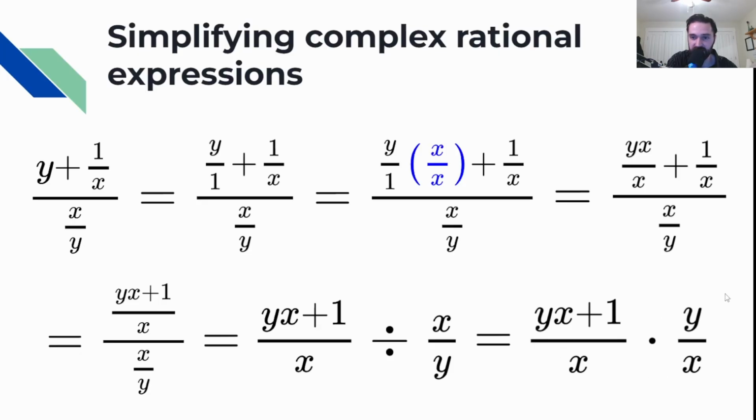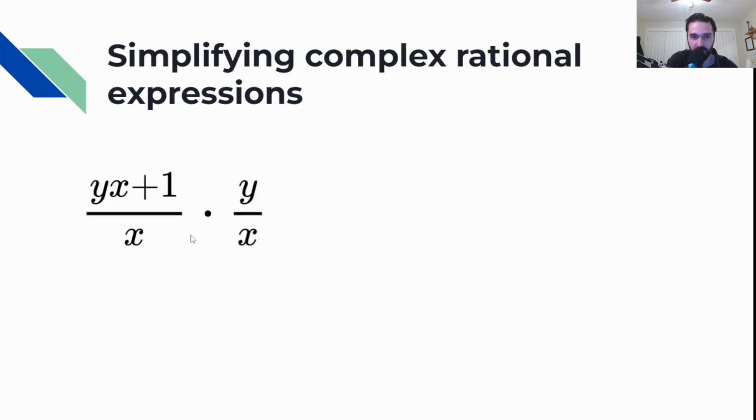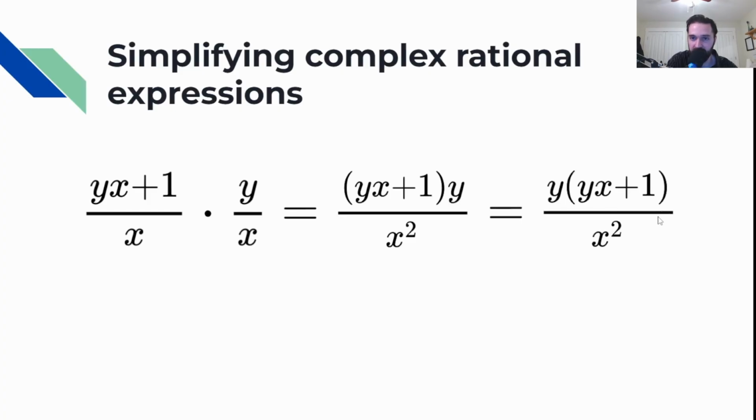Let's take this to the top of the screen because we've run out of room here. So we have yx plus 1 over x times y over x. When we multiply that, we get yx plus 1 times y over x squared. And this ordering is bothering me a little bit, so we're going to swap the positions of these two factors. We're used to seeing it like this, where the y is out front. So we have y times yx plus 1. I can do that by the commutative property of multiplication.